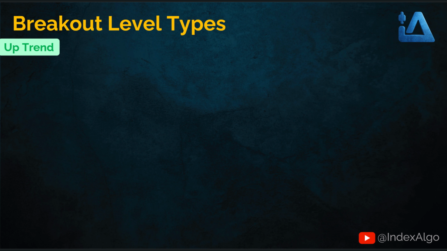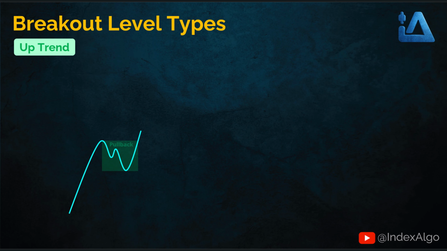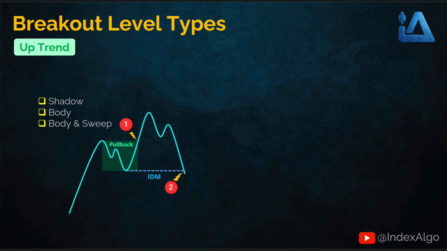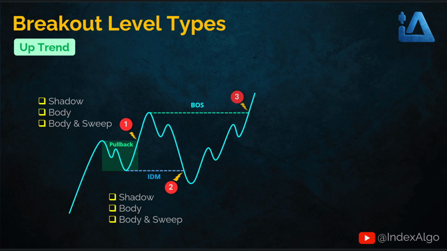In a trend, a pullback forms when a level gets broken. That break can happen in any of these 3 ways, meaning it can happen with shadow, body, or body and sweep level. Once a pullback forms and the IDM level is set, price can break the IDM level. That break can happen in any of these 3 ways, meaning with shadow, body, or body and sweep level. Later on, when BOS gets broken, that break can also be any of the 3 types.